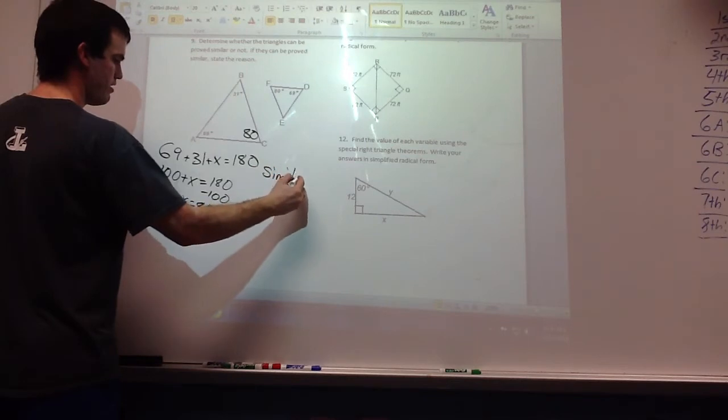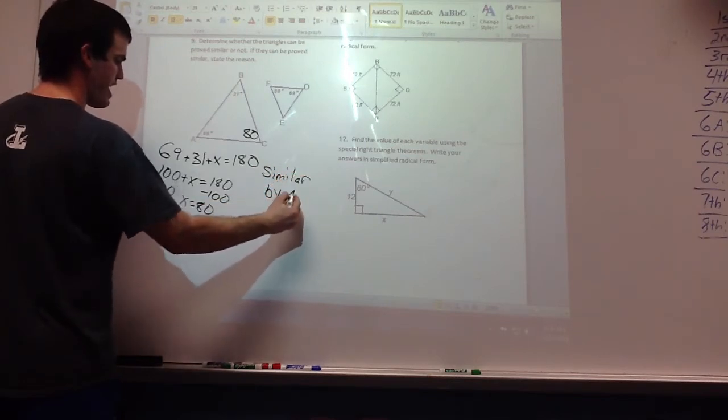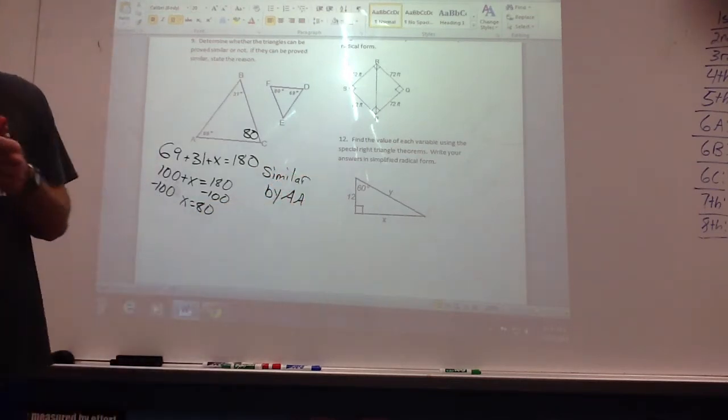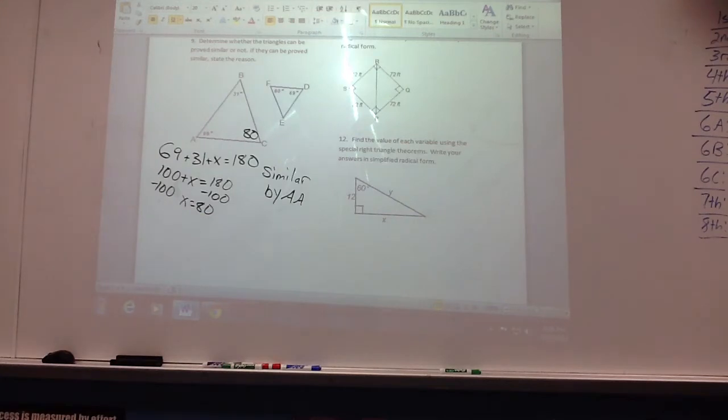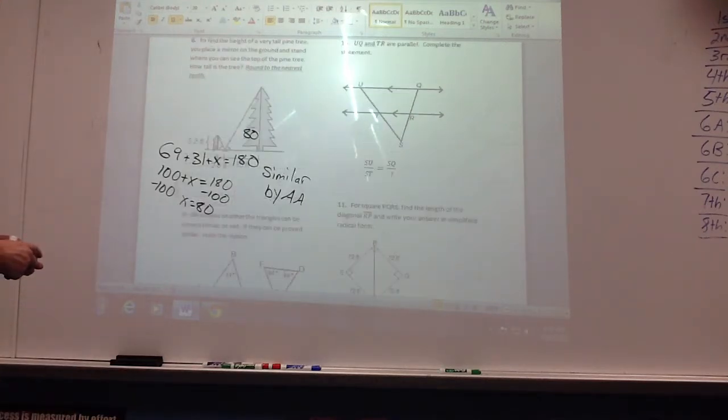So how are they similar? Similar by angle, angle. If all three angles were not congruent here, they would not be similar, right? So if all three angles were not congruent, they would not be similar. All right, now to look at number 10.